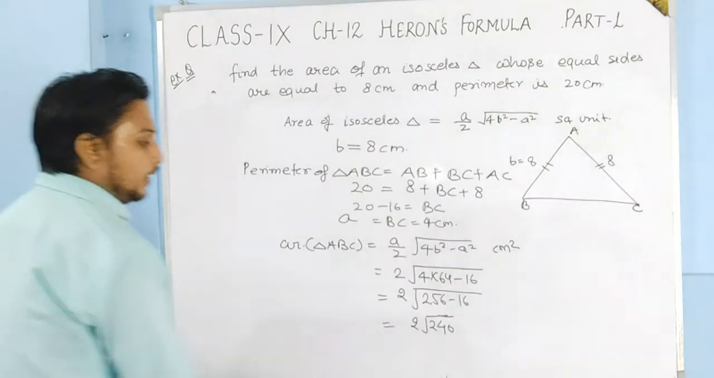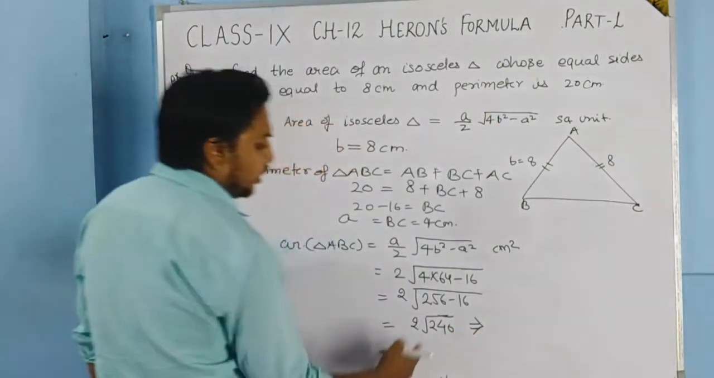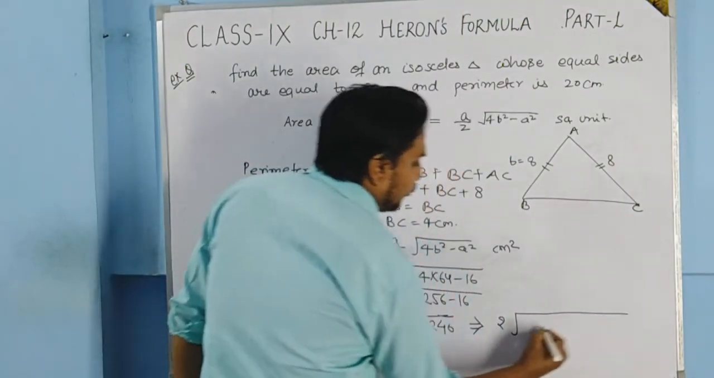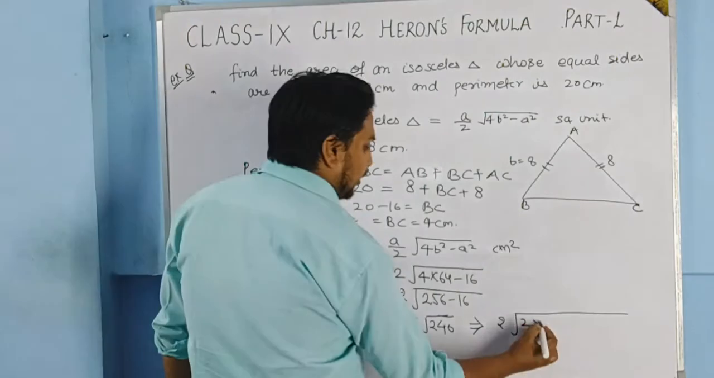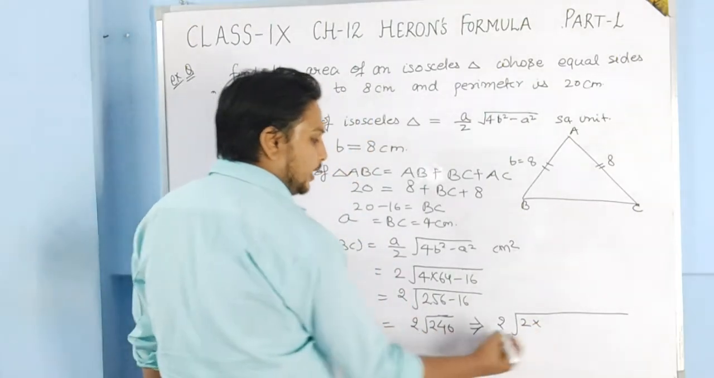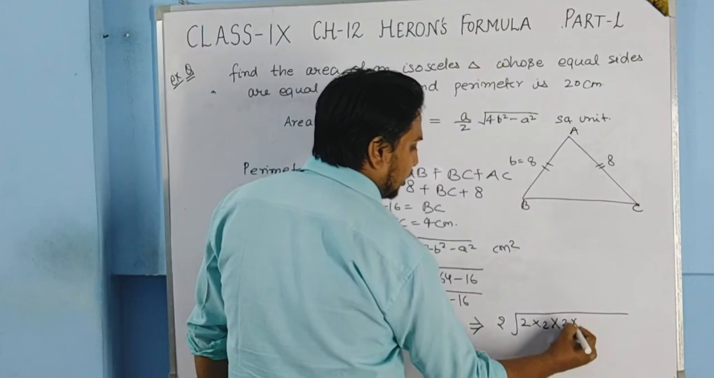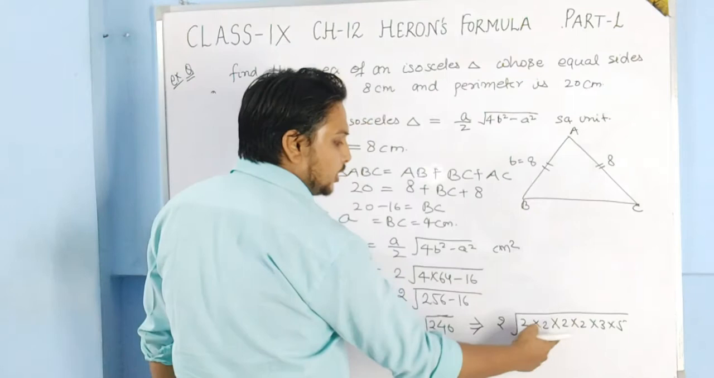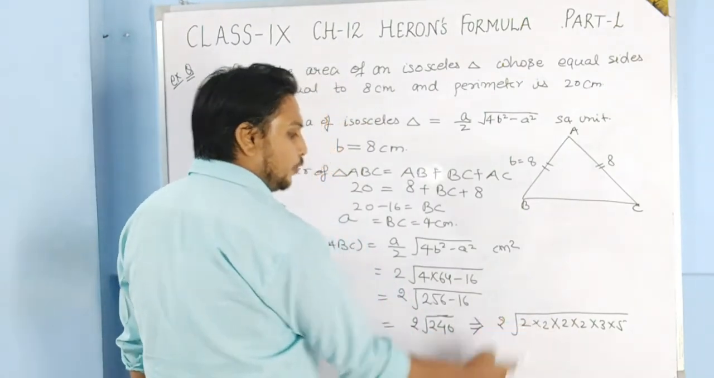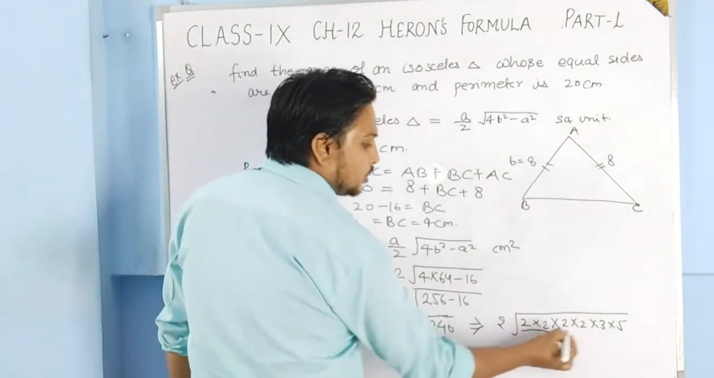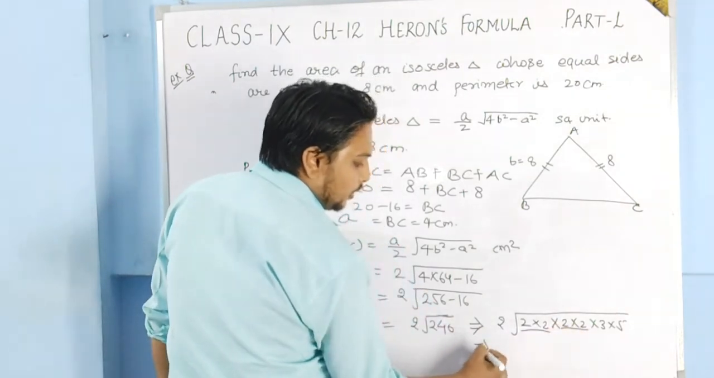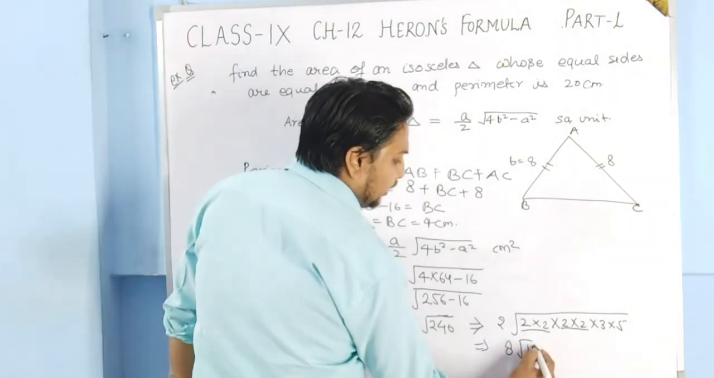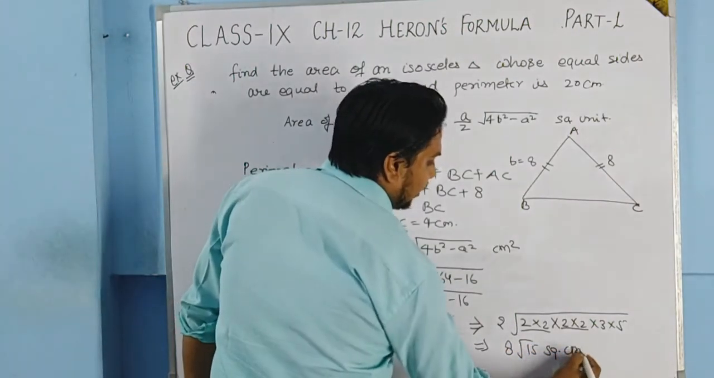Now we can simplify it further. See how we can simplify 240. Factorize 240. When we divide it by 2, it will be 120, again 60, 30, 15, 3 and 5. 5 3s are 15, 2s are 30, 2s are 60, 2s are 120, 2s are 240. Now the pairing numbers will come outside the square root. So 2 2s are 4, 2s are 8 under root 15 square centimeter.